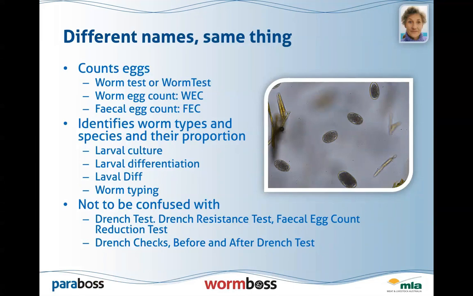But this is different to the next step that can be done, which is to identify the types of worms, some of them to the species level, and to estimate the proportion of each worm in the sample. And we call this a larval culture, or a larval differentiation, or simply just a larval diff, and some people call it worm typing. Now, these tests shouldn't be confused with tests that determine the effectiveness of a drench. Now, these use worm egg counts and larval cultures as part of their overall process, but in a way that determines which worm types and how many of them were killed by a particular drench. And we call them drench tests, or drench resistance tests, or drench checks.